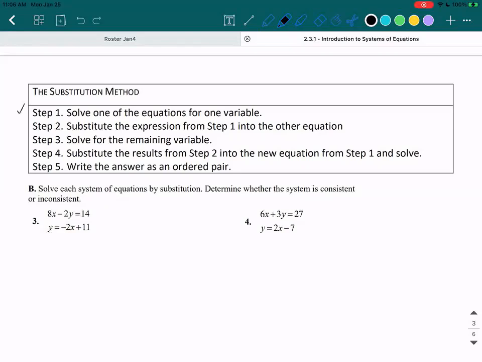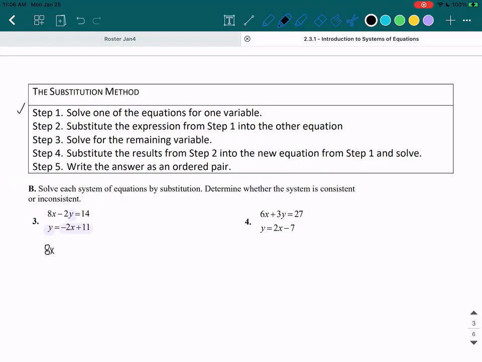Let's do step 2. Substitute the expression from step 1 into the other equation. What it means to substitute is, since this is your y value, that means negative 2x plus 11 is equal to y. And you're saying, yeah, that's what it says. Okay, cool. So then where it says y in the other equation, we're going to replace that with negative 2x plus 11.